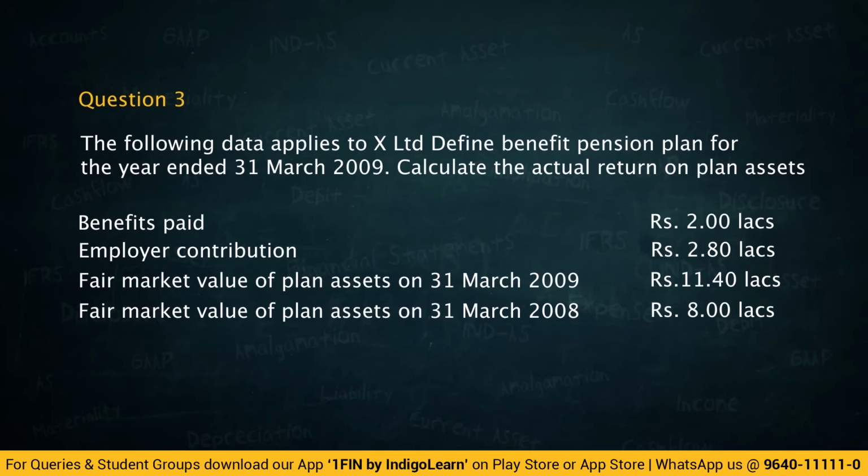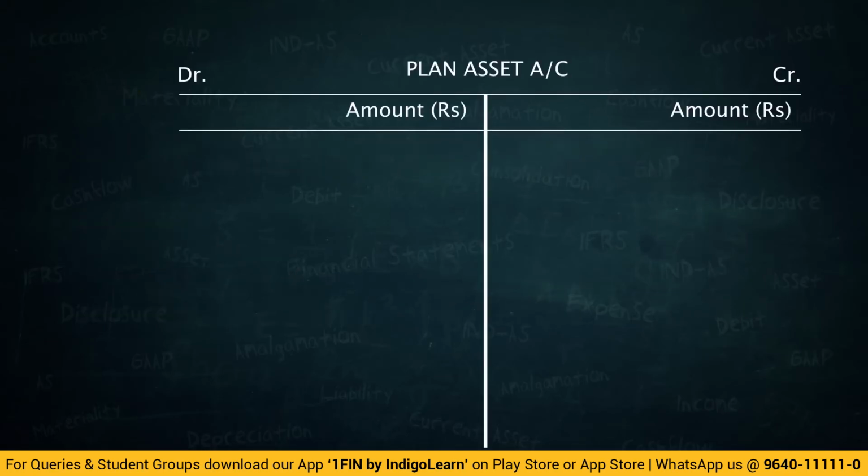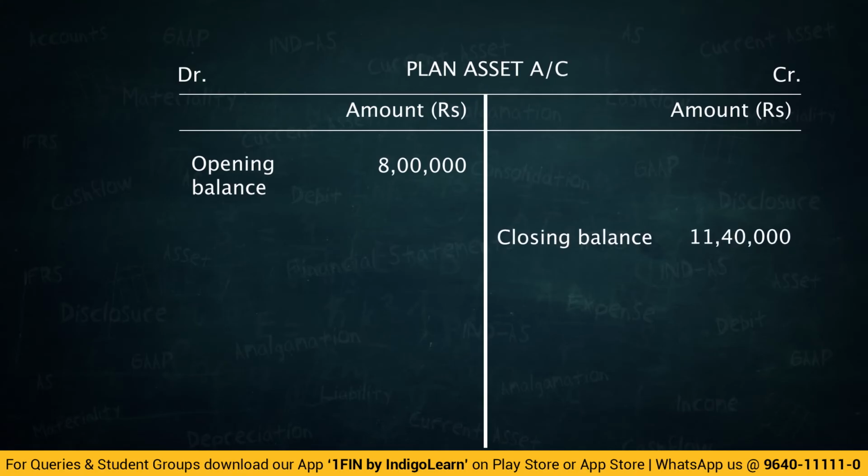Okay. Again, let's draw an asset account, plan assets, right? So, let's draw plan assets account in a ledger form. Opening balance 8 lakhs, closing balance 11 lakh 40,000. Addition to the asset, what is the employer's contribution? 2 lakh 80. What is the deletion to the asset? Amounts paid 2 lakhs.